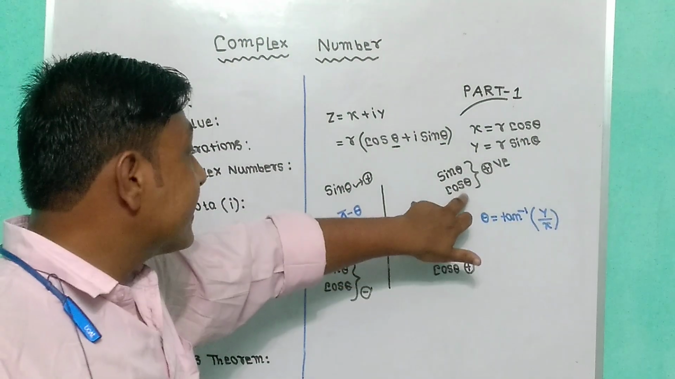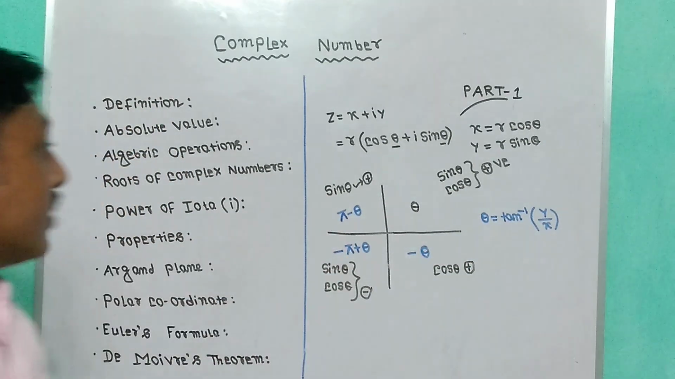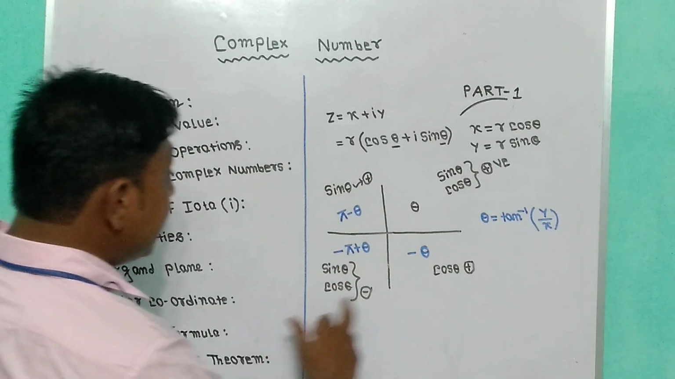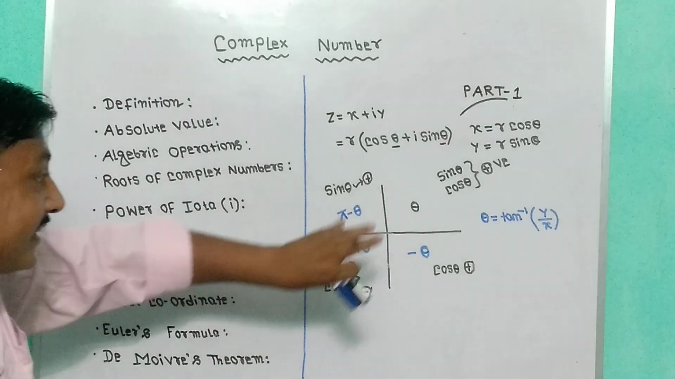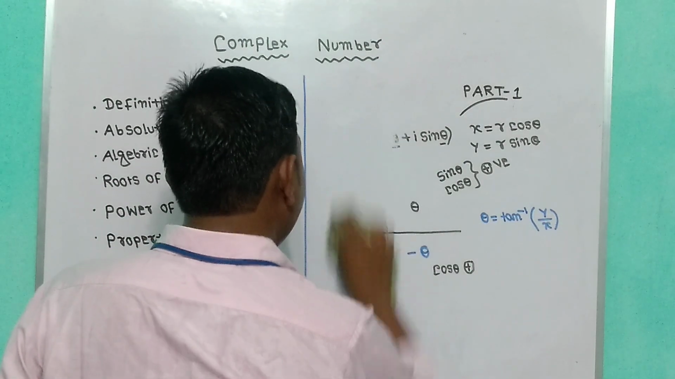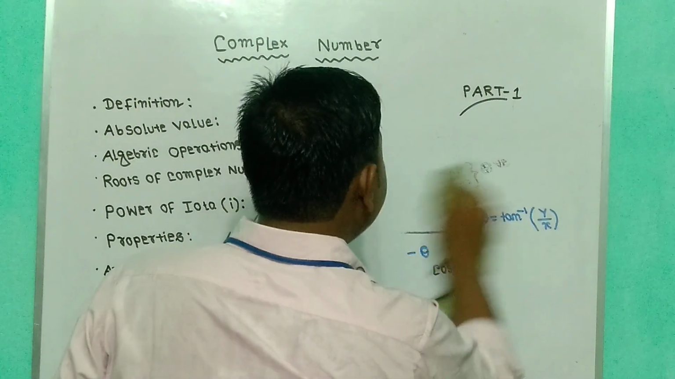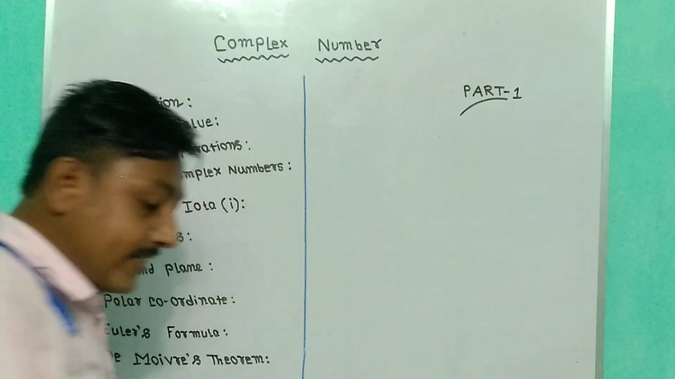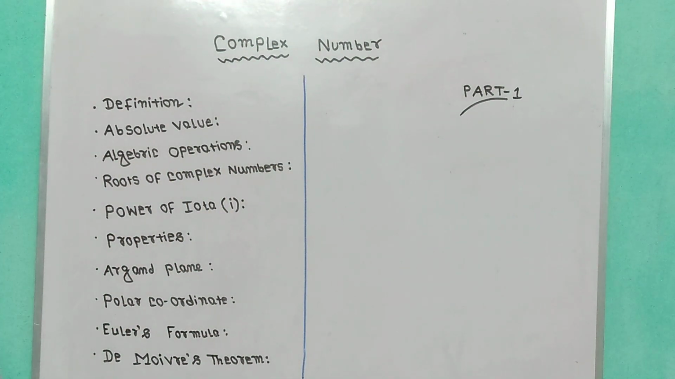Why am I writing sin theta, cos theta positive, sin theta positive? Because in the first chapter of trigonometry you know that in the first quadrant all are positive, in the second quadrant only sin is positive, here tan is positive and here cos is positive. Only that concept I have used here. Now in part 2 I will discuss some problems. That time definitely you can understand whatever doubt you have now.